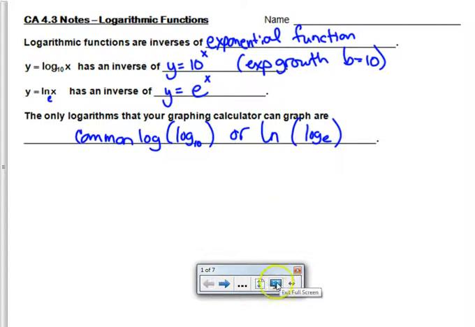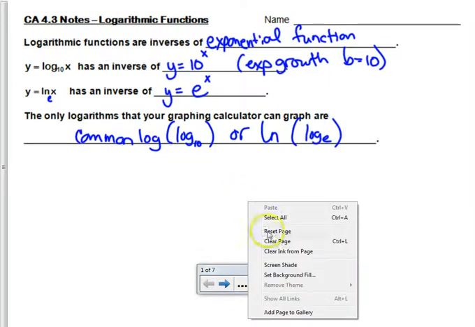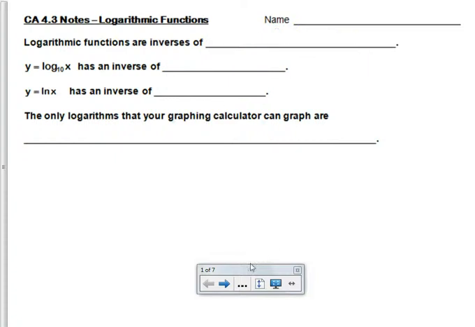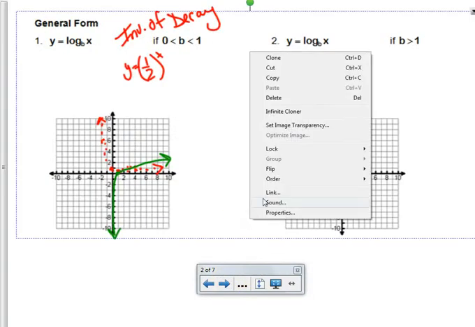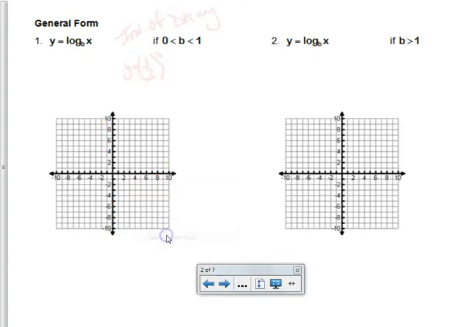Just a minute. Let me clear this page. So I had to start this over. So I messed up. Oh goodness. Right there.